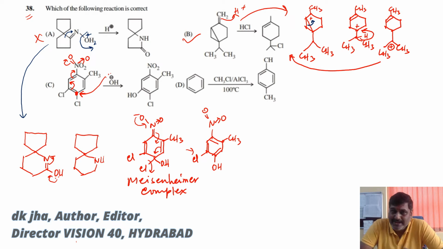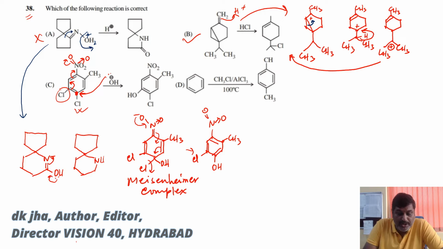It has two methods. One is addition-elimination, the other one is elimination-addition. Already we discussed that reaction yesterday. So option C is not looking correct, because this Cl is substituted, which is not possible. This is the Cl which will be substituted, right?